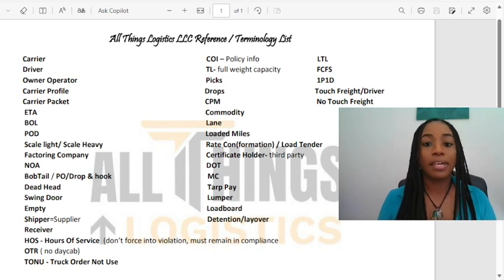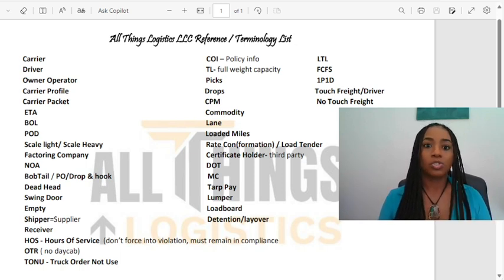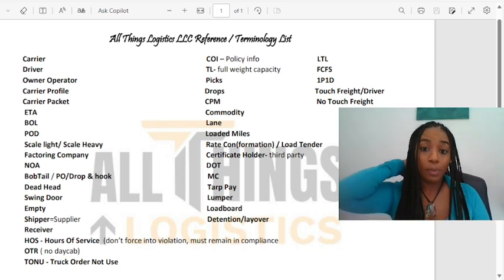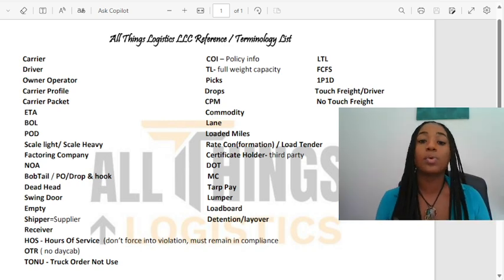Next, we have 1P, 1D. This goes with the picks and drops. When you see these on the load board, it's saying it's one pickup, one drop. Sometimes you'll see two P, two Ds, two pickups, two drops. So that's letting you know how many receivers they have to go to and how many shippers they have to go to.